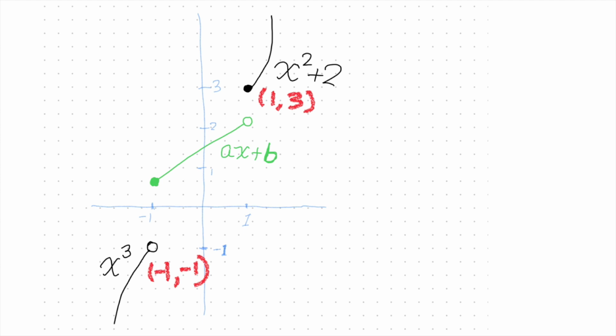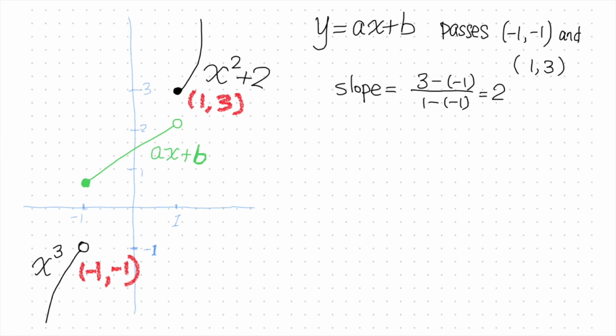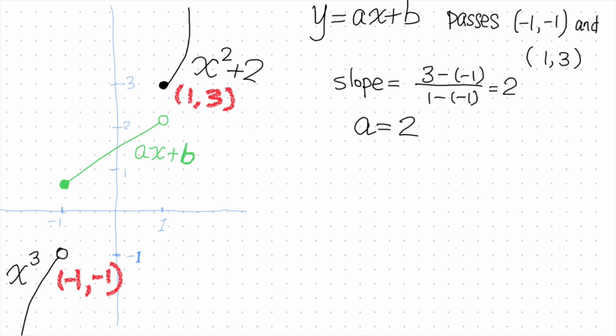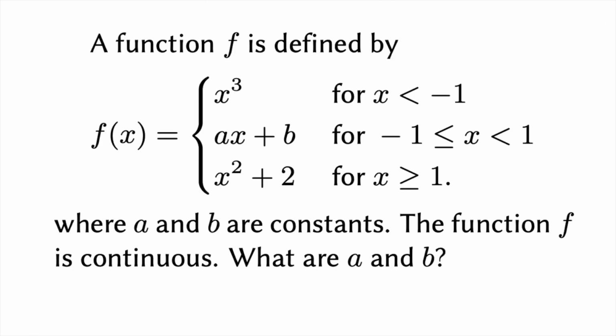As we can see, the function f would not be continuous unless the middle line segment ax plus b somehow connects the part of x cubed on the left and x squared plus 2 on the right. Well, the problem says the function f is continuous, so we know that the line y equals ax plus b passes two points, -1, -1, and 1, 3. Then it's not that hard to find the equation of the line. First, the slope should be 2, that is a is equal to 2. Now we plug in the point 1, 3 into the equation y equals 2x plus b and find out b is equal to 1. The problem is solved.